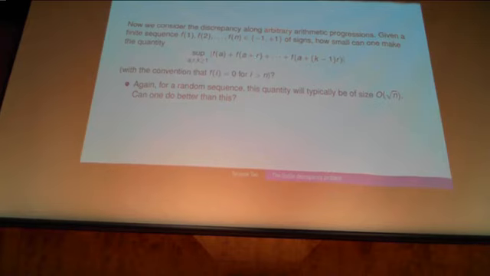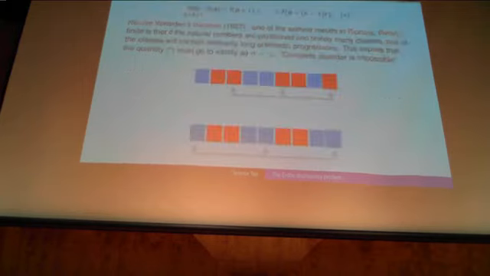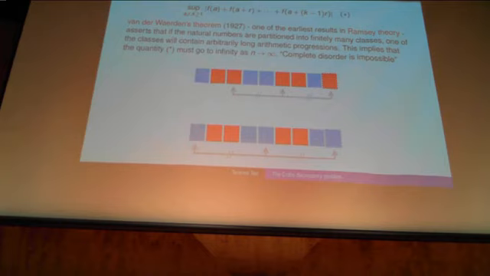So can you do better than random? There's a limit to how much better you can do. So in the previous problem, you could get the discrepancy just as low as 1. But that's not possible for this problem because there's a nice theorem, a classical theorem of van der Waerden in 1927. He proved one of the earliest results in a field of combinatorics, which is called Ramsey theory.